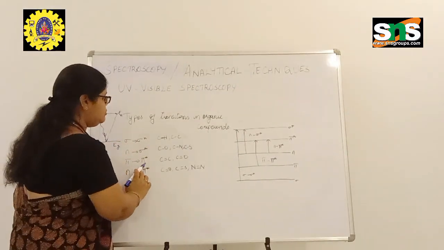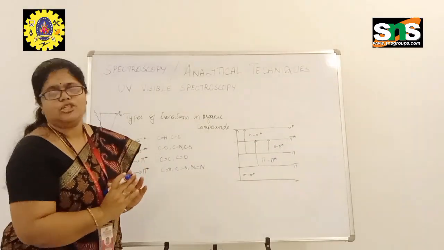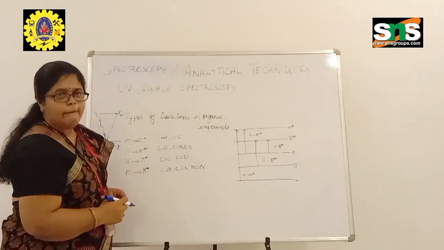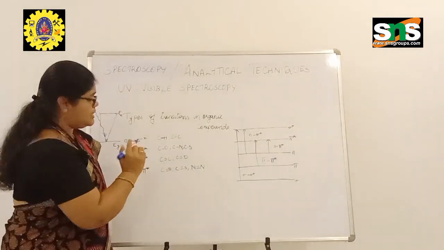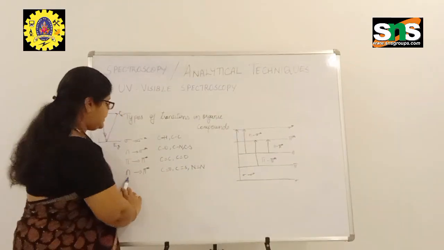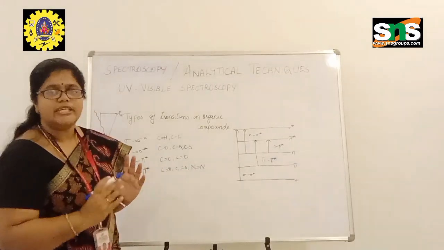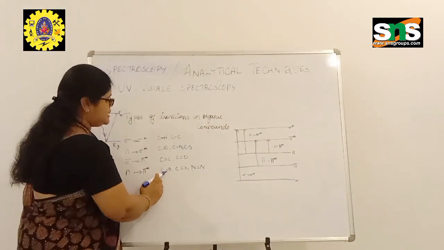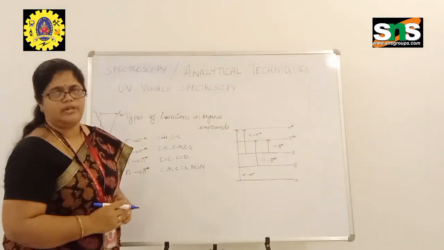And next is the pi to pi star transition. If you have a pi bond, then there should be a double bond. In a double bond, one will be a sigma and another a pi. If there is a double bond, then pi to pi star transition is possible, for example C double bond C, C double bond O. Then n to pi star: non-bonding means you should have a heteroatom, and pi star means you should have a double bond. Examples are C double bond O, C double bond S, N double bond N.